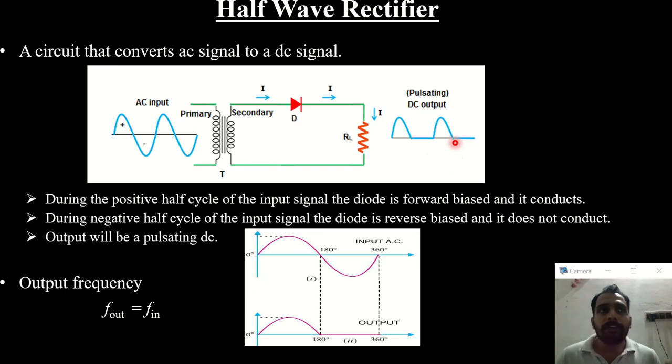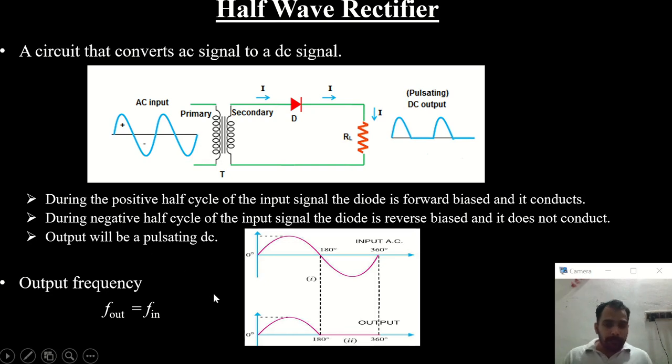So we get only the positive half cycles. There are no negative half cycles in the output. So we can say that there is a DC, but this is a pulsating DC, not an exact DC. It varies from 0 to positive maximum, then to 0, then again to positive maximum, then to 0. There is no negative half cycle, so it cannot be considered an AC, but it is not a pure DC. If it were a pure DC, we should not have this variation from 0 to maximum. We call it a pulsating DC. So the output of a half wave rectifier is a pulsating DC.